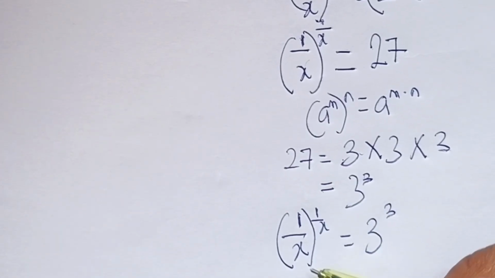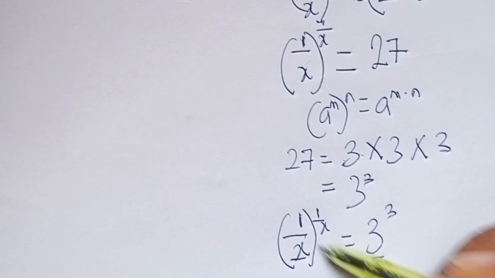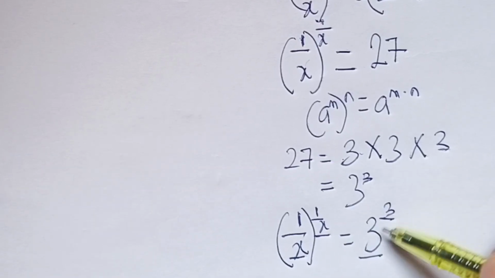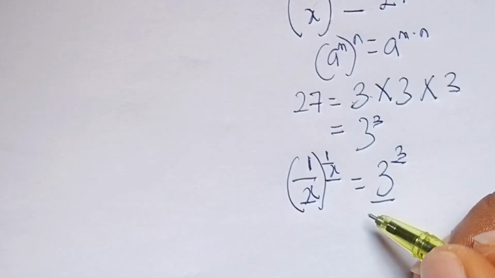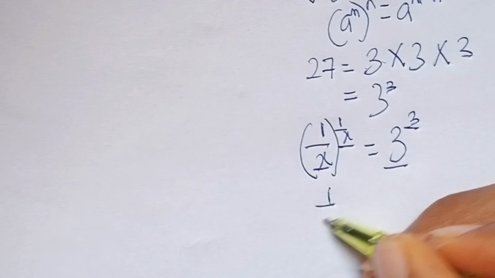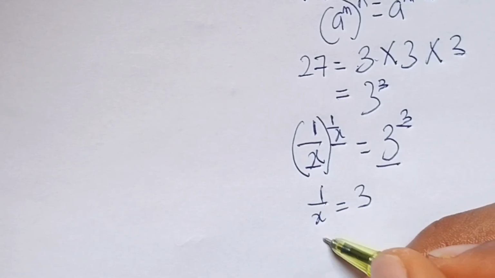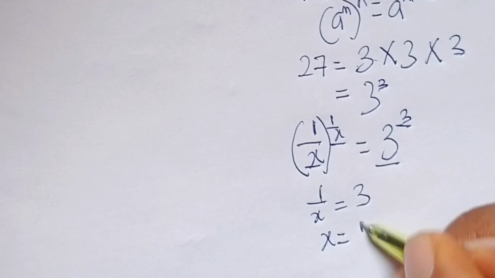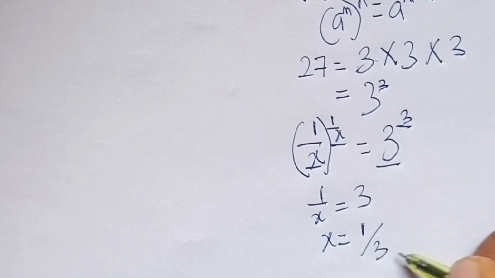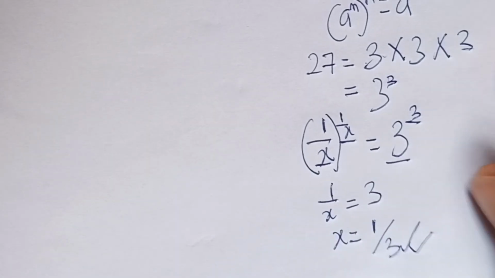Let's compare. Any place we have 1 over x, we have 3. Here we have 1 over x, we have 3. So it means that invariably 1 over x is equal to 3. Hence, if we invert, we take x to be equal to 1 over 3. And this is the answer to this question.